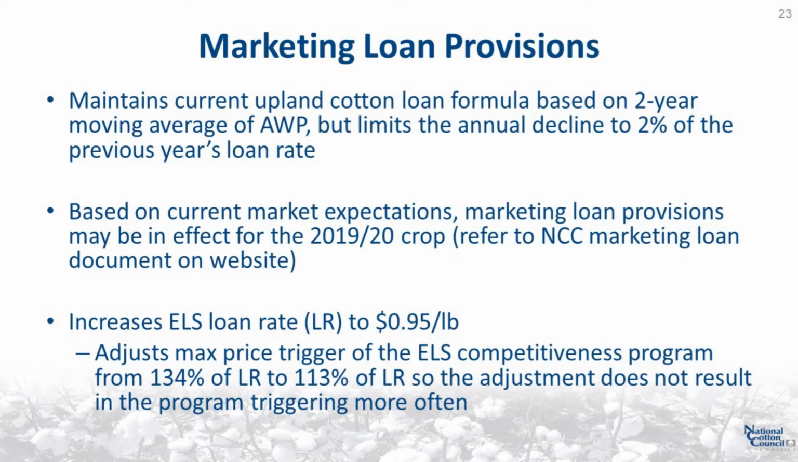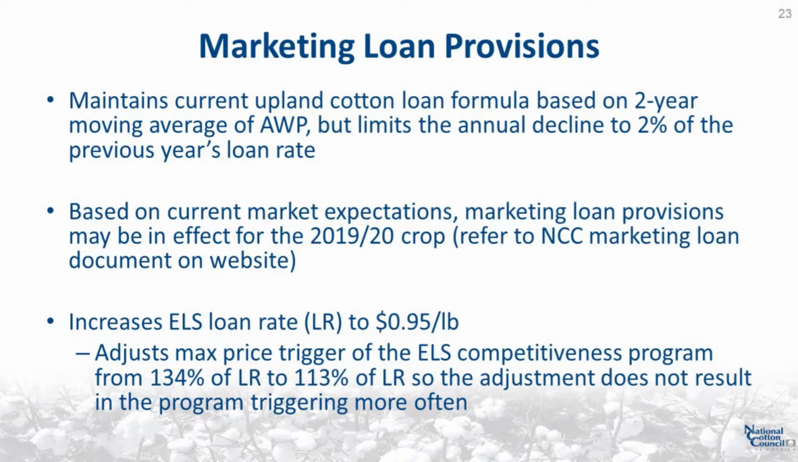The information in this slide will cover the 2018 Farm Bill provisions relating to the cotton marketing loan. The 2018 Farm Bill maintains the current upland cotton loan formula based on a 2-year moving average of the AWP, but limits the annual decline to 2% of the previous year's loan rate. Based on current market expectations, marketing loan provisions may be in effect for the 2019-20 crop. An updated document on marketing loan provisions is available on the NCC website.